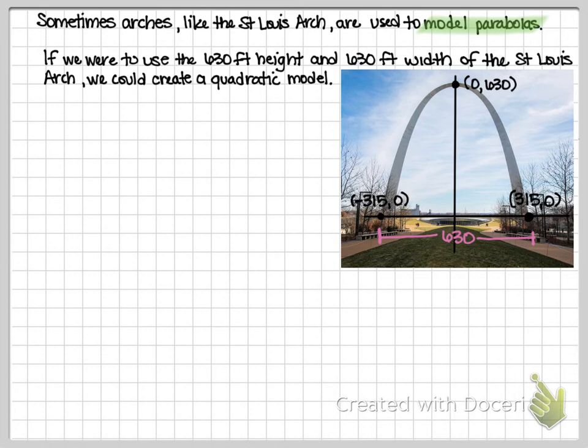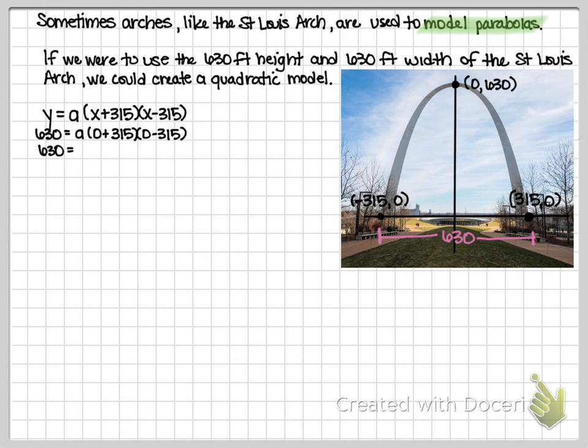So I know that I'm going to have some a value. I'm going to take my two x-intercepts. I went through and rewrote them as factors. So if you're not sure where I came up with that, go ahead and refer back to the stuff that we've done previously. And then I have another point, and my other point is 0, 630. So let's put that in. And then let's solve this.